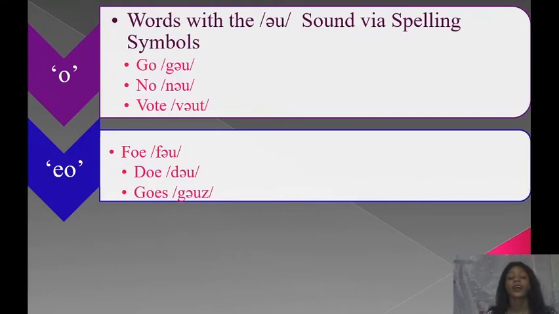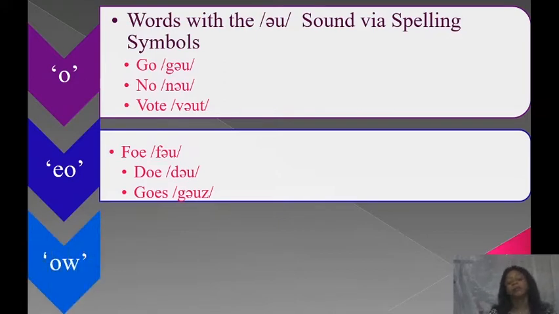Words that actually have that spelling symbol in them most times are actually pronounced with the O sound. So we have, for instance, foe, F-O-E, foe. We also have the word dough, and the word goes, not goes. Please take note of that.